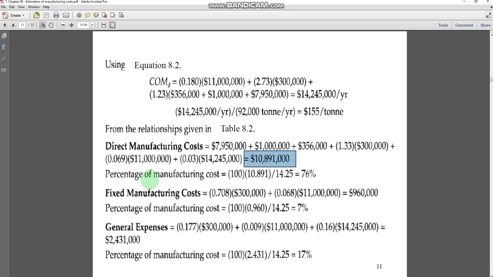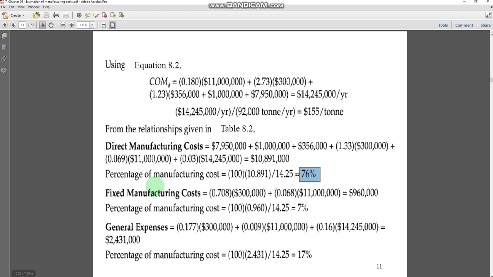Now we have to see the percentage of this direct manufacturing cost, what its share is in the total cost. You can take $10.89 million, divide it by the $14.25 million, and multiply by 100 to get the percentage. So almost 76% of the manufacturing cost goes into the total cost.